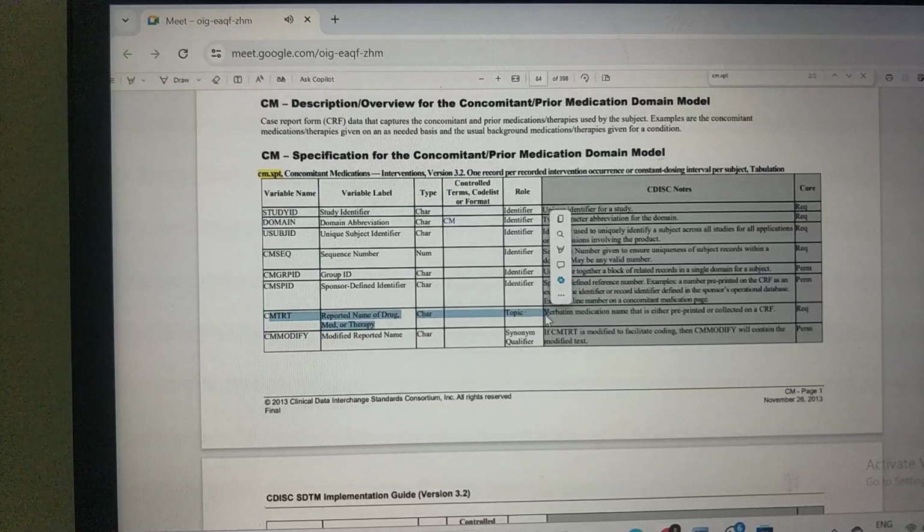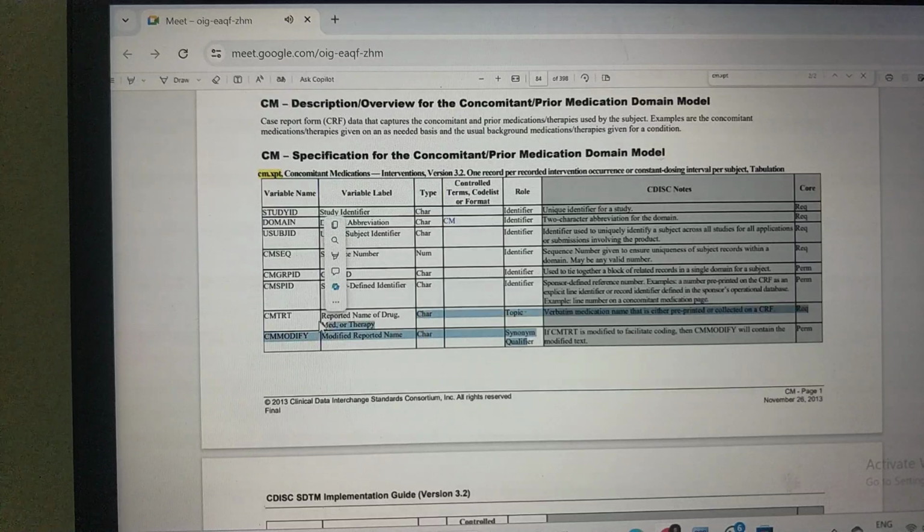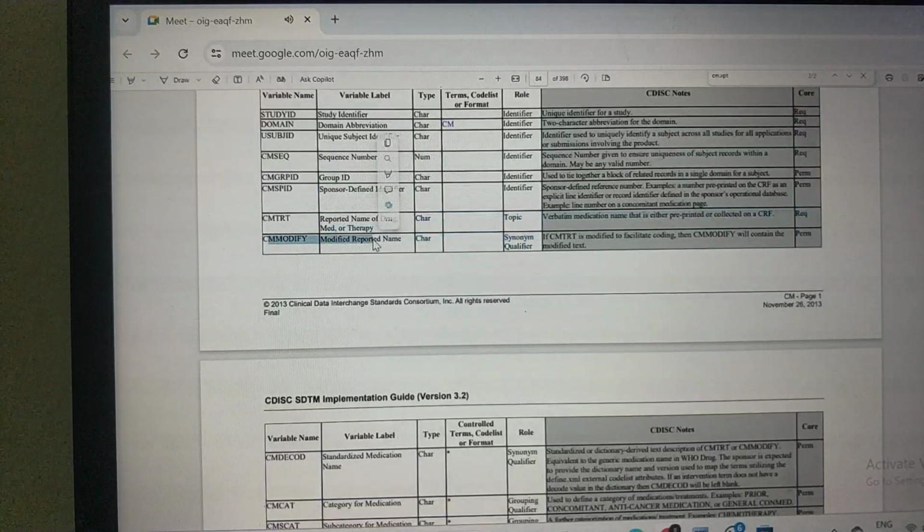Name of the drug. Right, that's correct. So here, simply, we can mention the treatment name, the name of the drug. For example, for a subject, paracetamol: the name of the drug is paracetamol, right? So that we are going to put it here. CMDECOD is also another standard name of the particular name of the treatment, so this is the synonym qualifier. This we are going to map here.